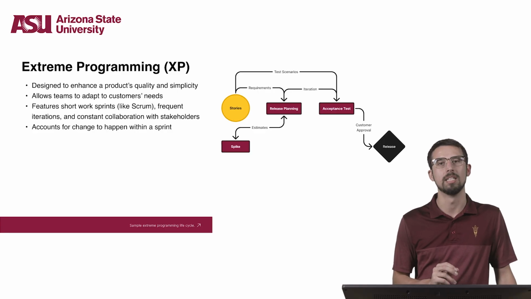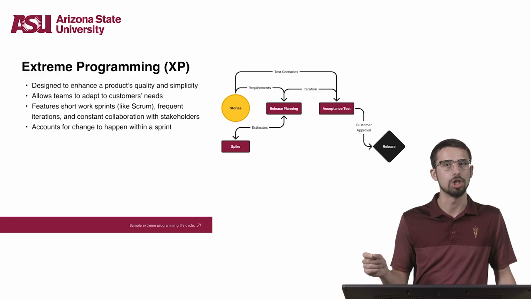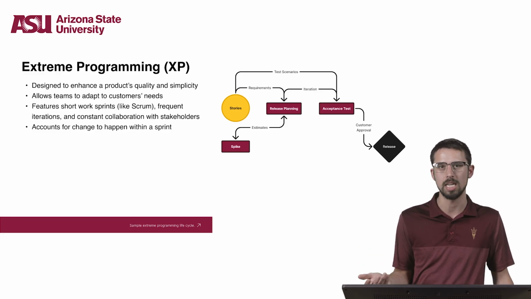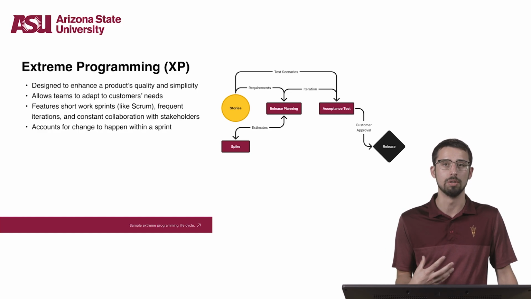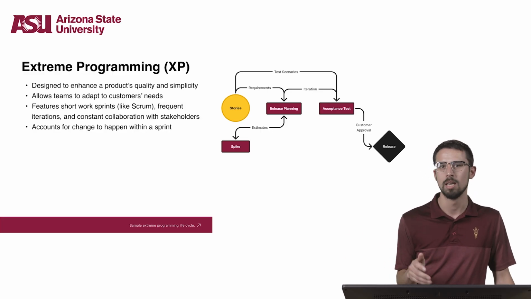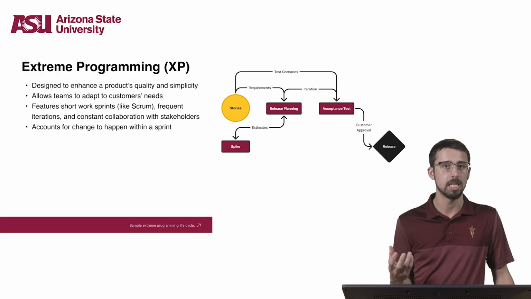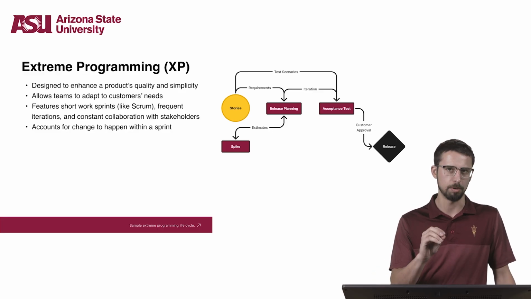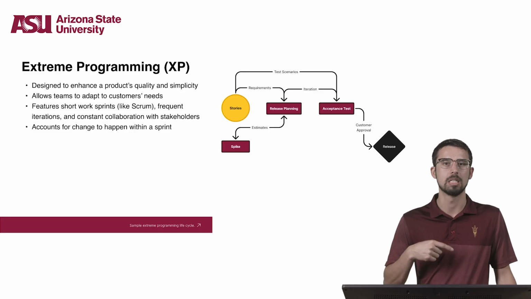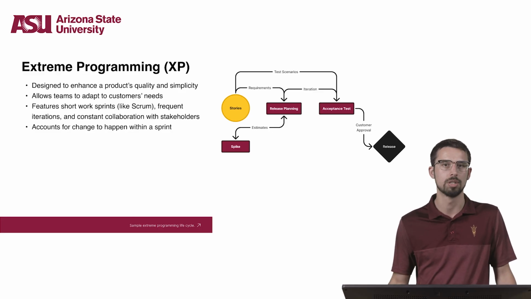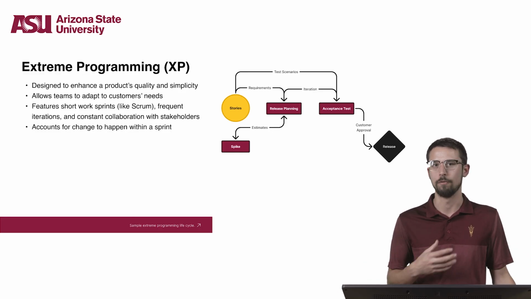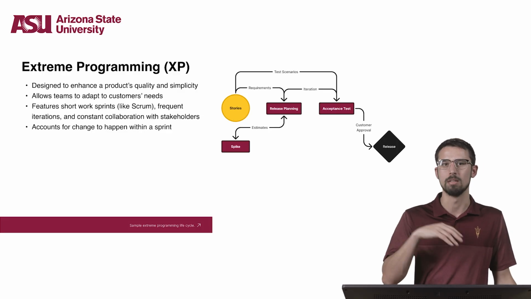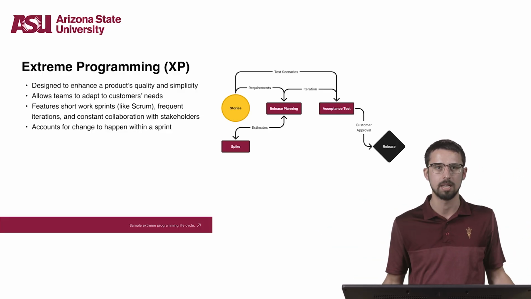Extreme programming is another offshoot of Agile, and XP is a methodology designed to enhance a product's quality and simplicity, and a design and development team's ability to adapt to customers' needs. Much like the original Agile formula, XP features short work sprints, frequent iterations, and constant collaboration with stakeholders. And really, change can happen within a sprint within XP. If work hasn't started on a specific feature, it can be swapped out and replaced by a similar task.